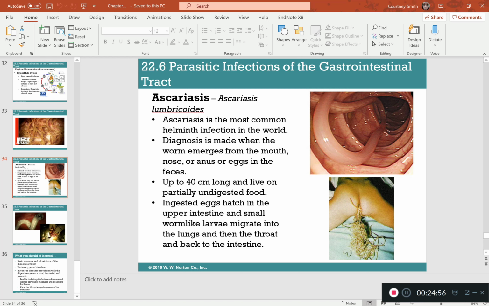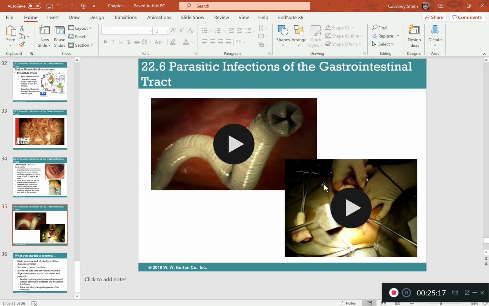So, depending on how severe the infestation is will determine treatment. If the doctors feel that it's not that severe, then you might just be treated with some dewormer, pretty much. Or they may actually have to surgically go in and remove it. And if you want to see a procedure of that, you can watch that video right here.